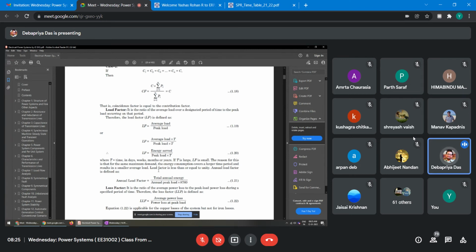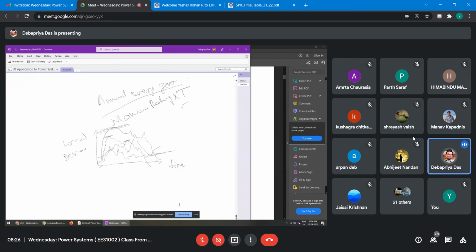So you add all 24 hours of load and divide by 24, and that will be your average load. Then out of 24 hours you see where the peak is, and divide the average load by that peak load. So load factor will be average load by peak load. It is something like this. Later I'll tell you more.